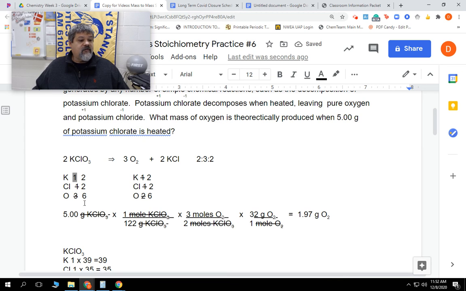So in order to convert from 5 grams of potassium chlorate, when it decomposes, it's going to create 1.97 grams of oxygen. We need to highlight that, and we're done. There we go.